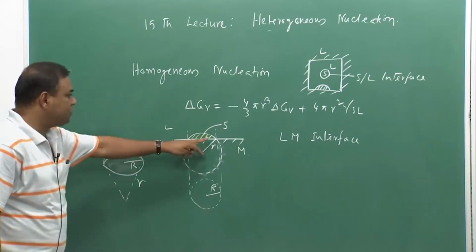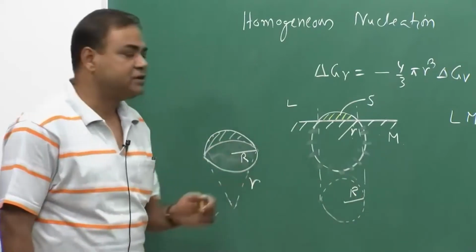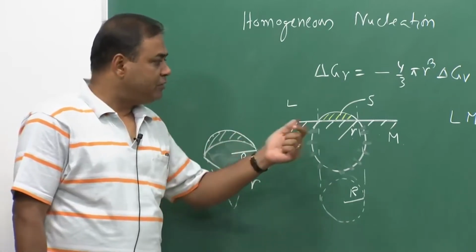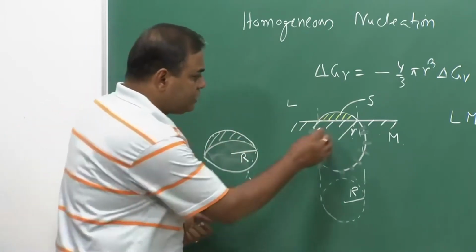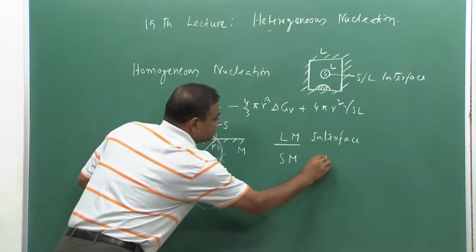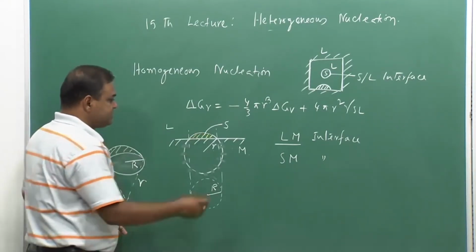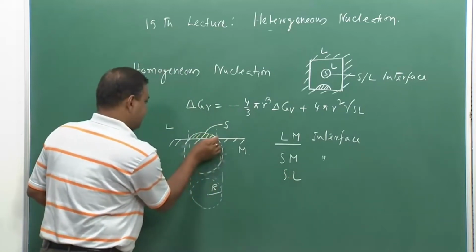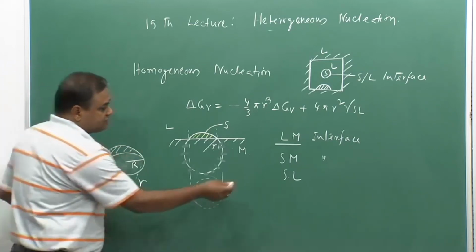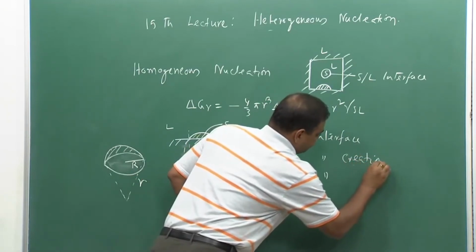Before formation of this solid, everything was a liquid mold interface. Now, after the solid forms, this particular zone is a solid mold interface, not a liquid mold interface. So, here we are replacing this interface with a solid mold interface. And of course, we are creating another interface, which is the solid liquid interface, which is this particular spherical cup. So, this is the creation of the solid liquid interface.